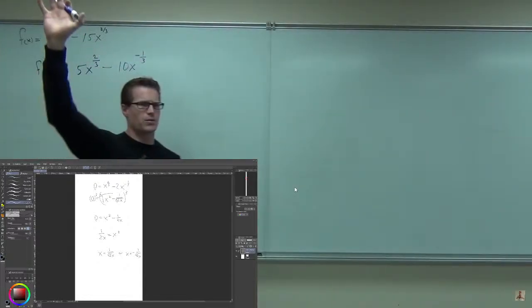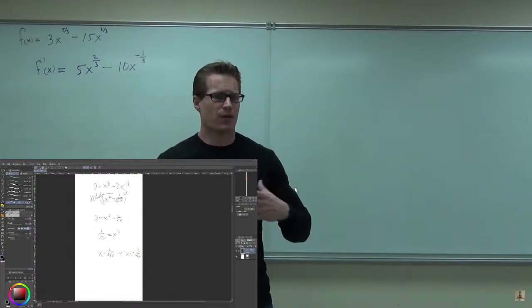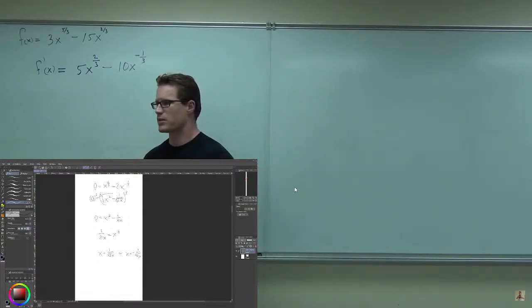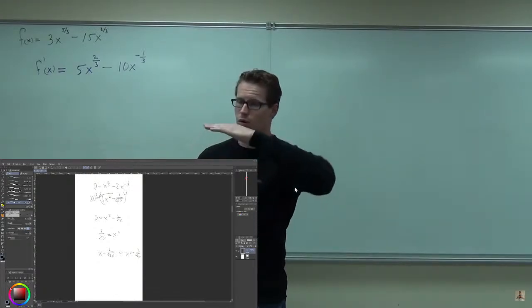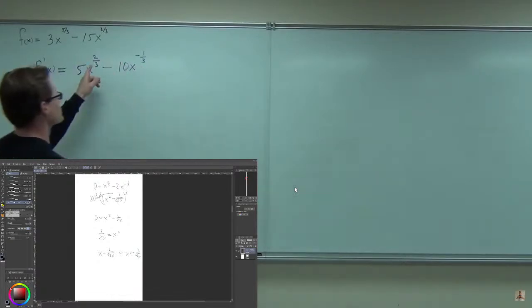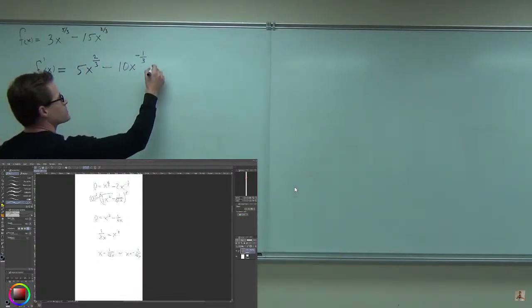Show of hands, how many people got that? Good deal. Now, that right there is our slope. Of course, that's our first derivative. When we set it equal to 0, we'll find the places where the slope is 0, or a horizontal tangent line. Those are defined as our critical numbers. So we have this set equal to 0.